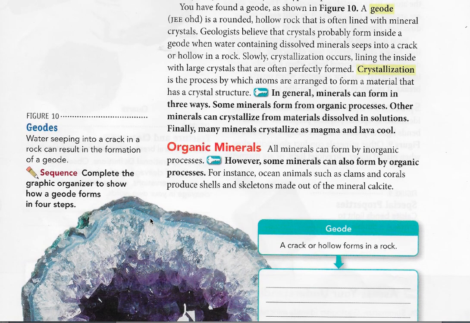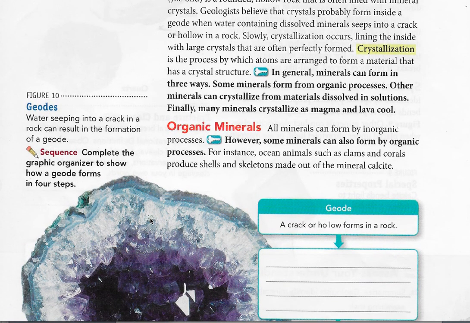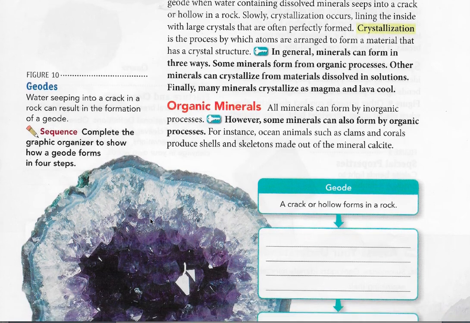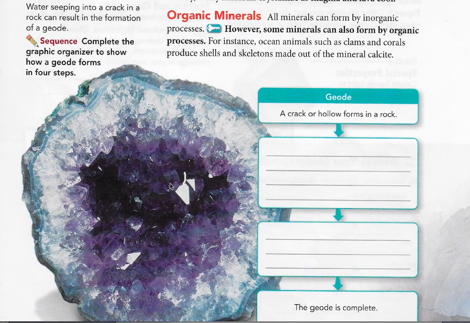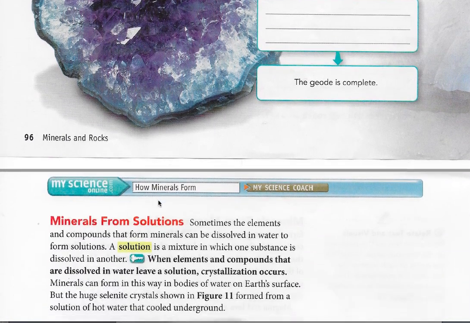Organic minerals. All minerals can form by inorganic processes. However, some minerals can form by organic processes. For instance, ocean animals such as clams and corals produce shells with skeletons made out of the mineral calcite. There's a geode. I have some of these geodes, amethyst crystals. We'll show you in class.